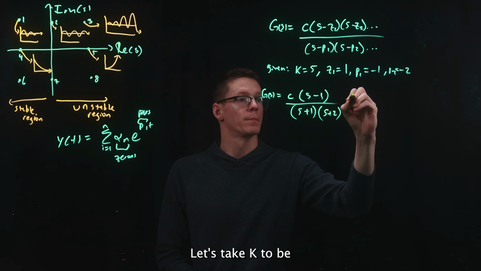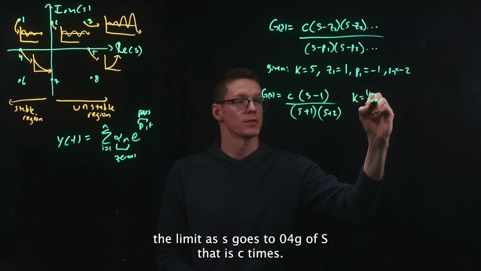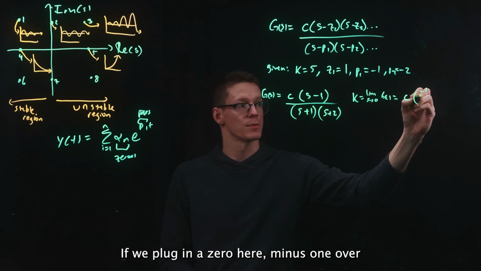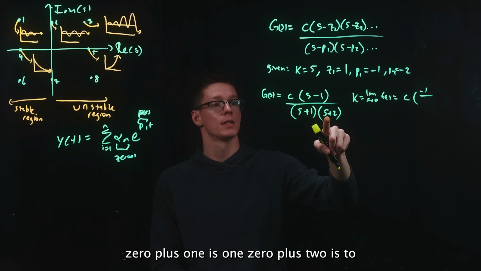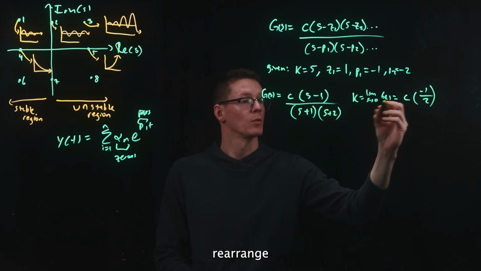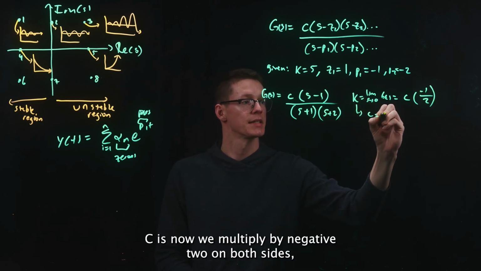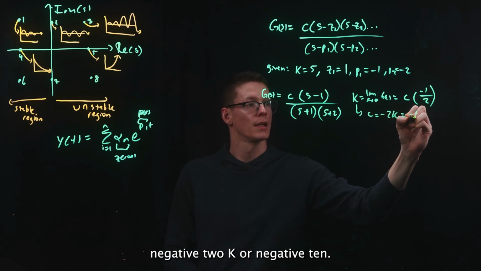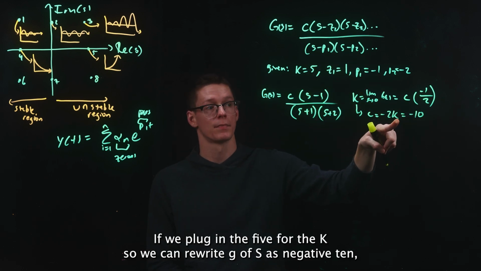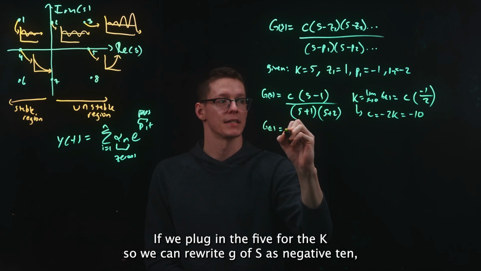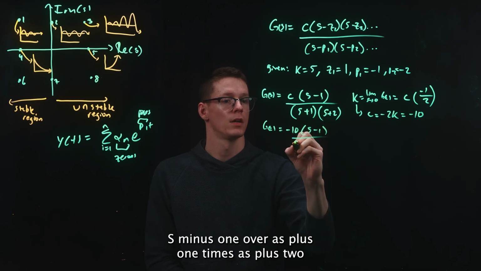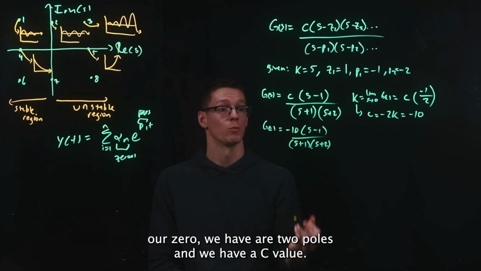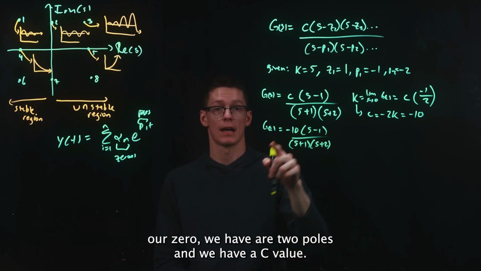Let's take k to be the limit as s goes to 0 for g of s. That is c times, if we plug in a 0 here, -1 over 0 plus 1 is 1, 0 plus 2 is 2. Rearrange. C is now, if we multiply by -2 on both sides, -2k, or -10 if we plug in the 5 for the k. So we can rewrite g of s as -10 times s minus 1 over s plus 1 times s plus 2. And that would be the transfer function here for our system, where we have our 0, we have our two poles, and we have our c value.